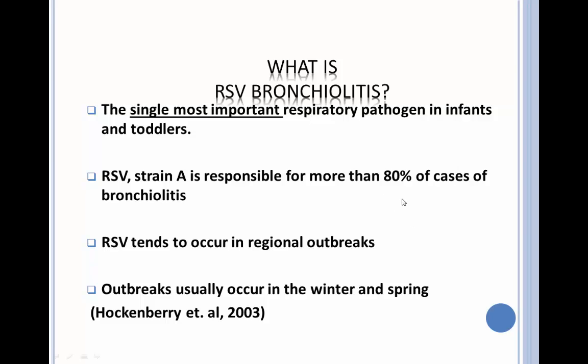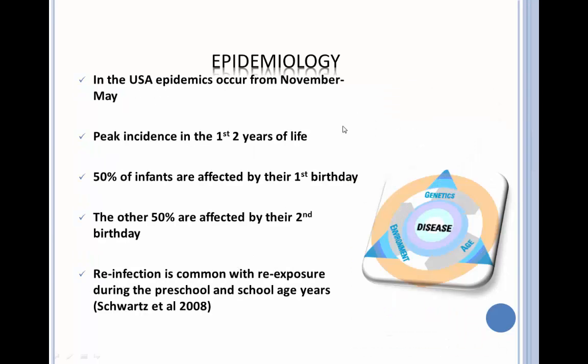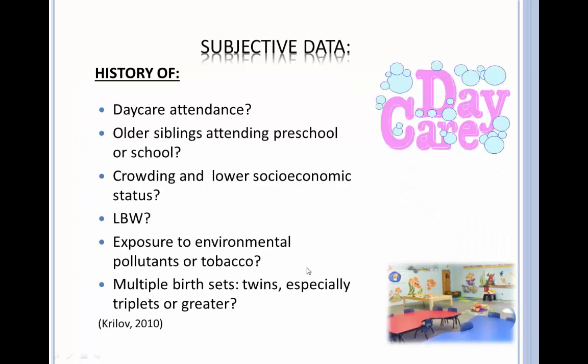It occurs in 80% of cases and most of the time occurs as an outbreak in the winter and the spring. It's transmitted by droplets, by coughing or sneezing, or by direct contact with secretions, even on countertops or rags or tissues or gloves, if you're in contact with that. Could be epidemic. The peak is in the first or second years of life. 50% of infants are affected by the first birthday, and reinfection could occur.